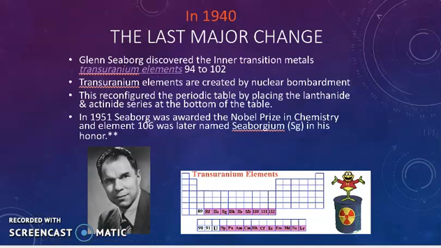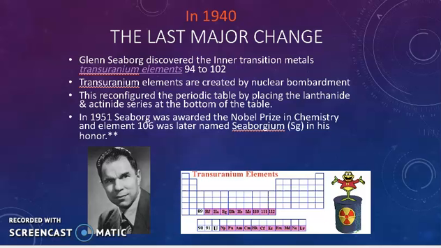Our last major change came in 1940. We have Glenn Seaborg. He discovered the inner transition metals, our transuranium elements, atomic number 94 to 102. Our transuranium elements are created by nuclear bombardment. In the very last unit, we talk a little bit about nuclear chemistry and how we create those, but you pretty much force those elements to be combined together to make a new element. That's nuclear bombardment. This reconfigured the periodic table by placing the lanthanide and actinide series at the bottom of the table, all of your F block.